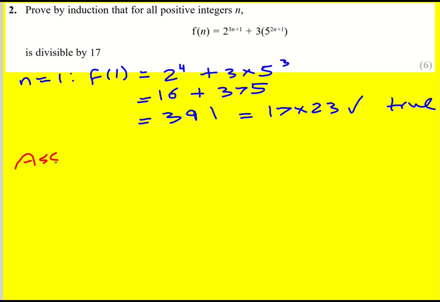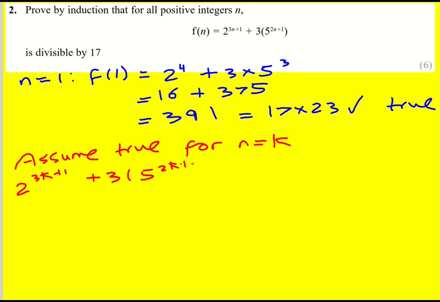Now we're going to assume true for n equals k. I normally ignore the f of n at this point, and I can just say, using my assumption, that 2 to the 3k plus 1 plus 3 times 5 to the 2k plus 1 is going to equal some multiple of 17, so 17m, for m being a positive integer. I could say it as a natural number.